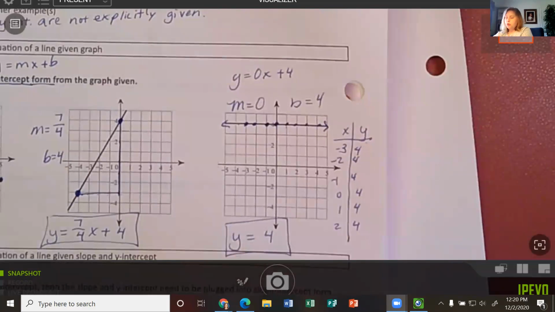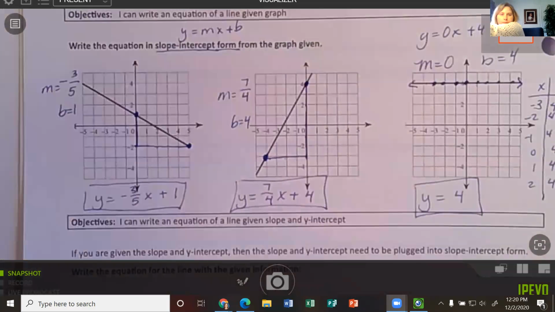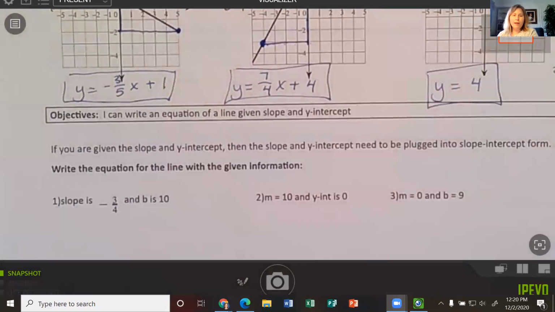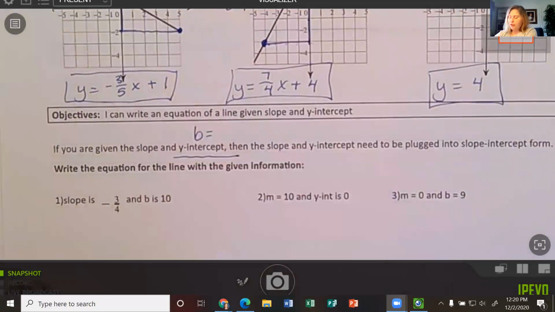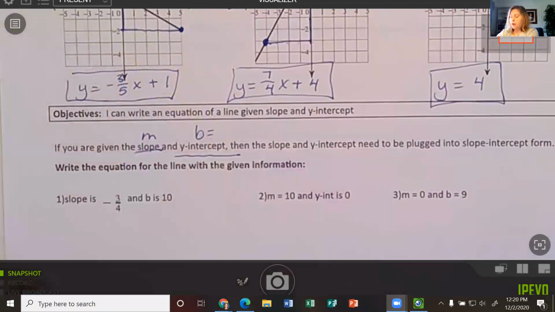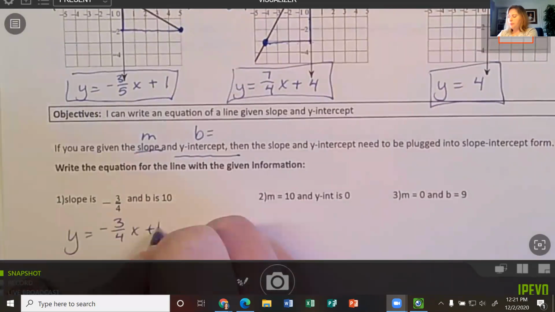Okay, part 2. I can write an equation of a line given the slope and the y-intercept. Okay, so first of all, let's just remember the y-intercept is also frequently referred to as the b value, and the slope is frequently referred to as our m value. So number one, if our slope is -3/4 and our b is equal to 10, the equation of that line would be y equals -3/4 x plus 10.